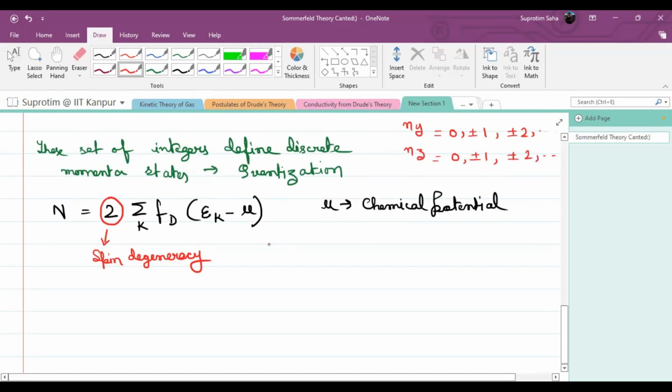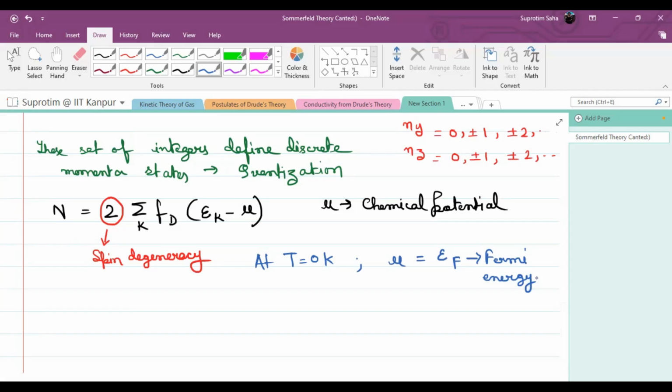But remember that at T equals 0 Kelvin, your mu is E_F, which is the Fermi energy. So at 0 Kelvin, the Fermi energy defines the energy level up to which the electrons are filled, and beyond that the energy levels are vacant. So this is the maximum energy level up to which the electrons are filled. This was just a recall. As I said, the momenta states are discrete, so possible momenta states are like this.